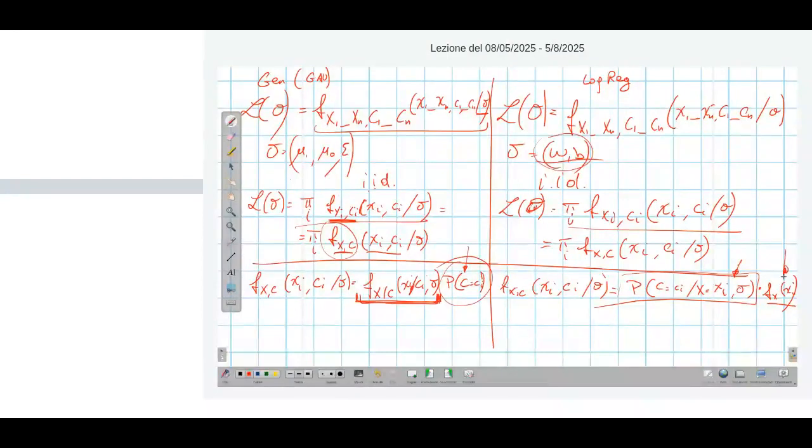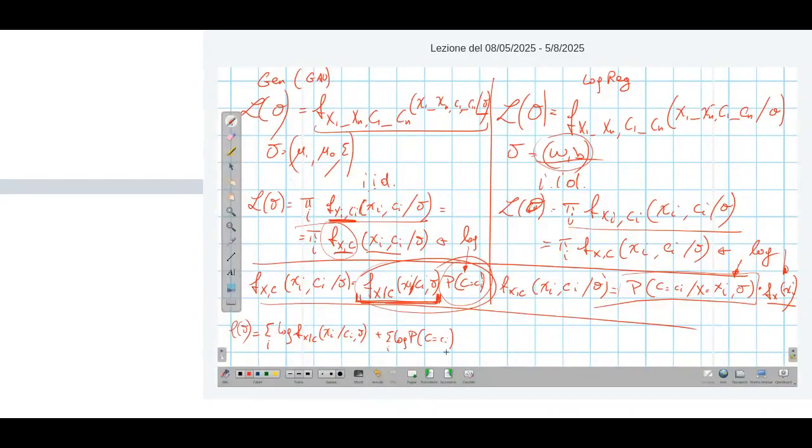Which means, and then I will stop for a break, that our likelihood becomes what? Well, let's go in the log. So let's take the logarithm of both. So we work with the logarithm of the likelihood rather than with the likelihood. For the generative model, we have a sum of what? Logarithm of this term. So we have logarithm of class conditional density plus sum of logarithm of prior probabilities. And on the other side, for the discriminative, the log likelihood is the sum of the logarithm of the class posterior probabilities plus the sum of the logarithm of the sample marginal.